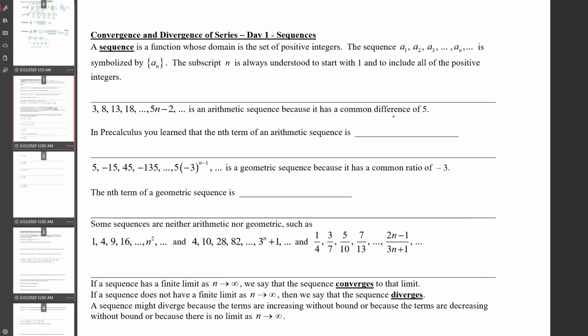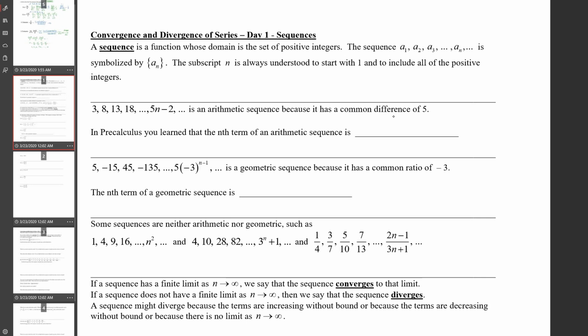All right, what you need to know is a sequence is a function whose domain is a set of positive integers. So its domain is 1, 2, 3, and that's how we substitute the n. The n is the domain. All right, the range is the a sub n. And the subscript n is usually understood to start with 1. Sometimes it doesn't, but if it's not explicit otherwise, then n starts with 1, and it includes all the positive integers. All right, so 1, 2, 3, 4, 5, and so on.